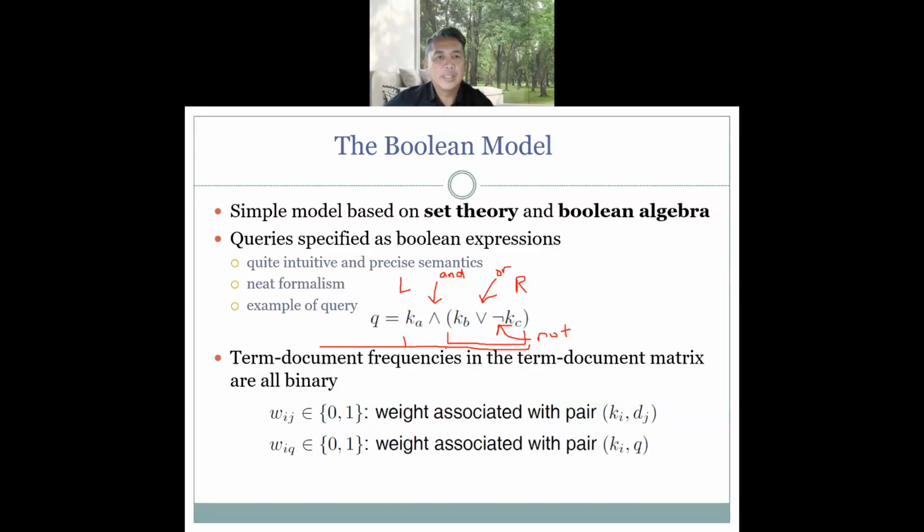Since this is a Boolean model, we just use 0 and 1 only. 0 if they are not in, then the document does not contain the keyword. 1 if the document contains the keyword.